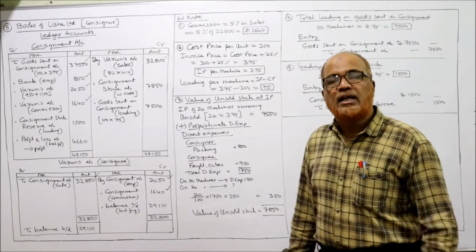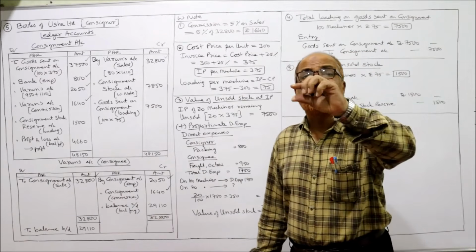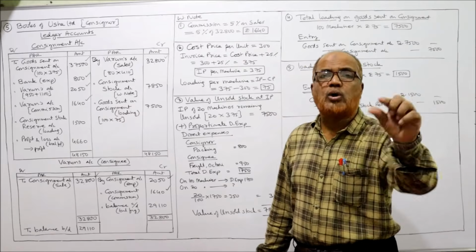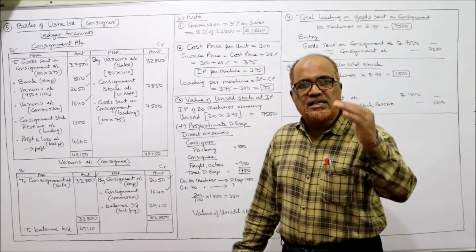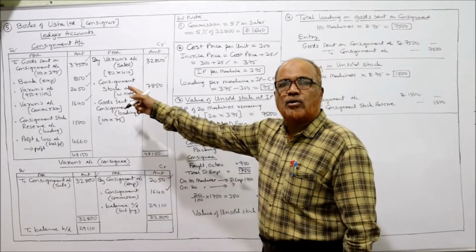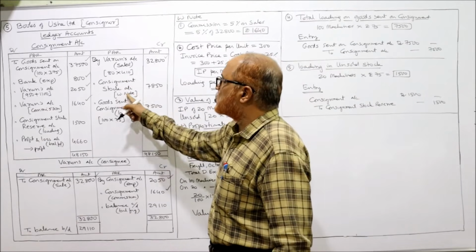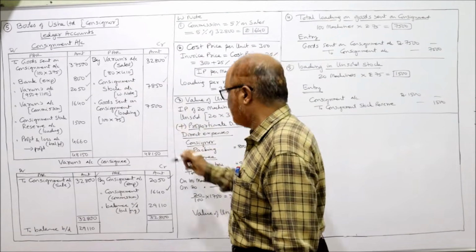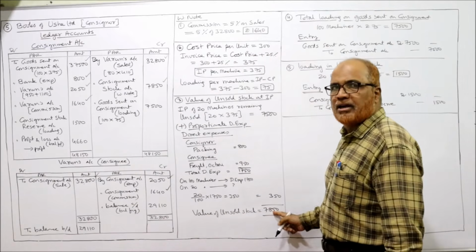Value of unsold stock. The entry is consignment stock account debit to consignment. So consignment account credit side by consignment stock account 7,850. I got it here. Right?